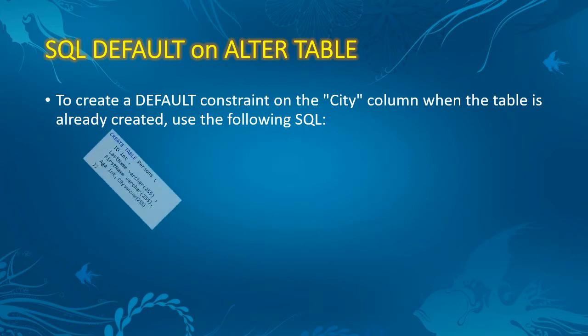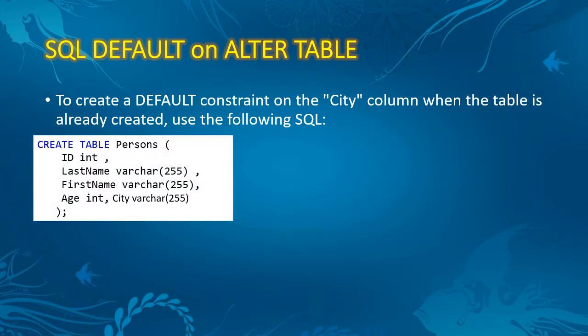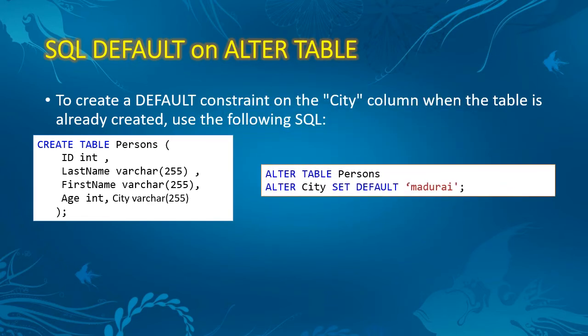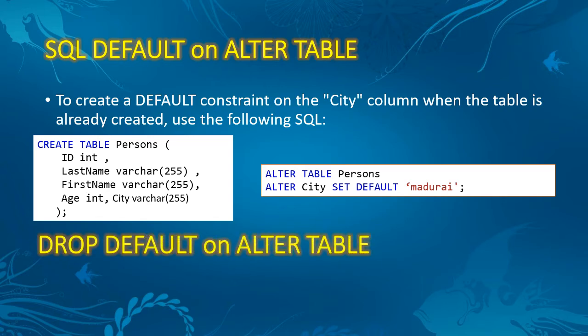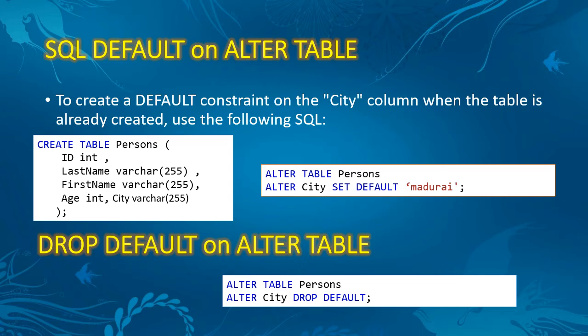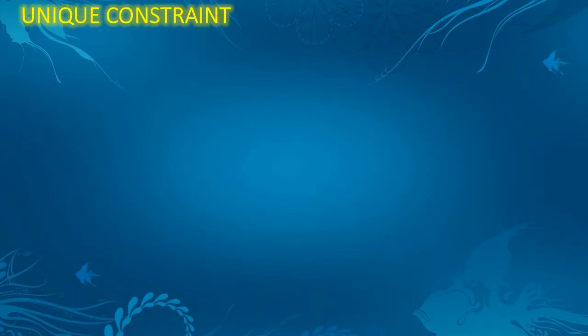After creating the table, if you want to add a default constraint, we can use the alter query: alter table persons alter city set default Madurai. So here the city column default value is Madurai. If you want to remove the default constraint from the table, you can use the same alter query: alter table persons alter city drop default. Then the default constraint will be removed from the table.